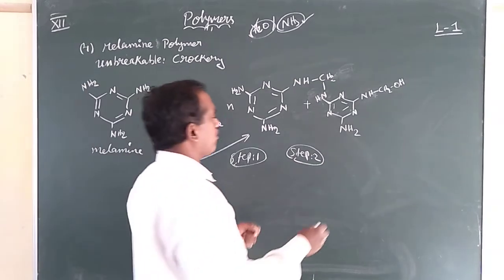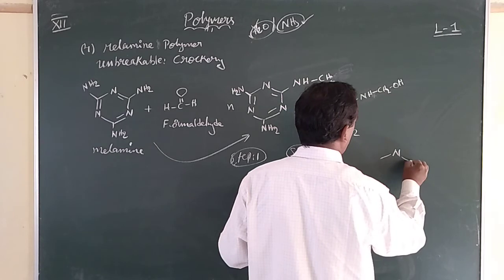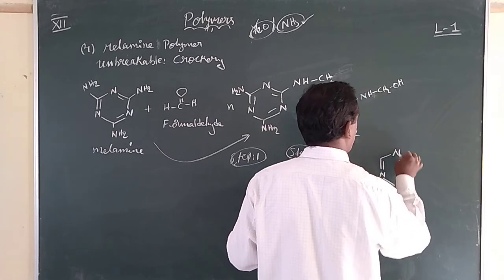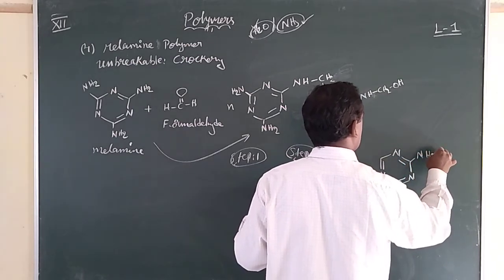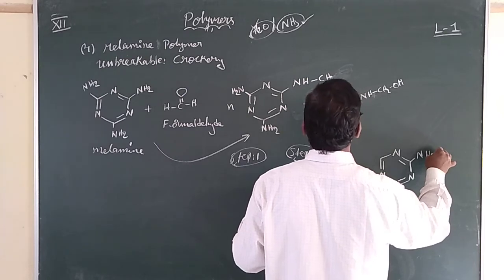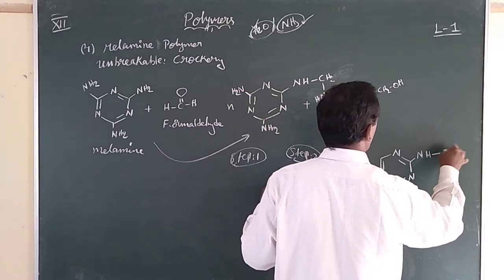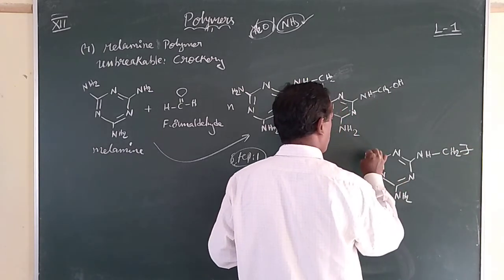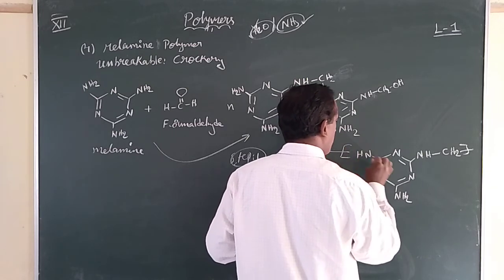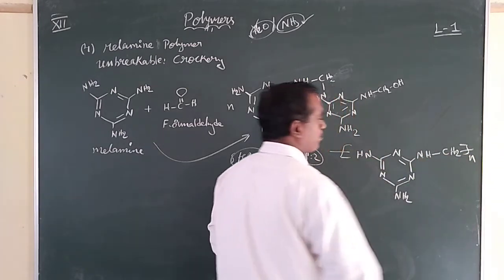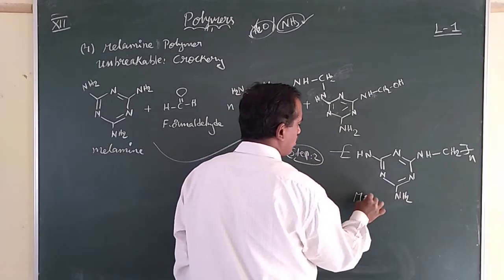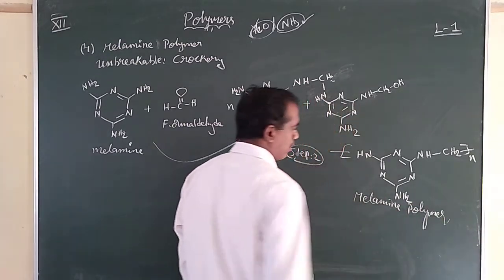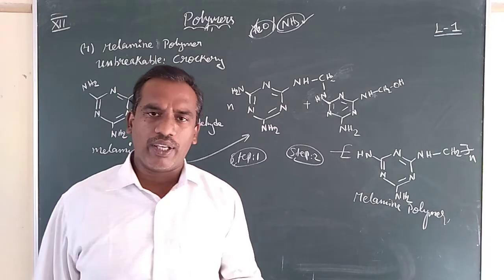See here, the formed polymer will be like this. Melamine. These structures are also important, children. You must study the structures also. NH2, CH2, NH2, CH2. Here NH2 will be there, here also NH will be there. So this is our nth number. This is forming up to the nth number. That is what we call the melamine polymer, used to prepare unbreakable crockery.